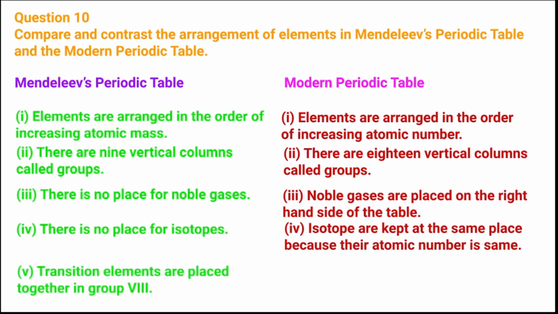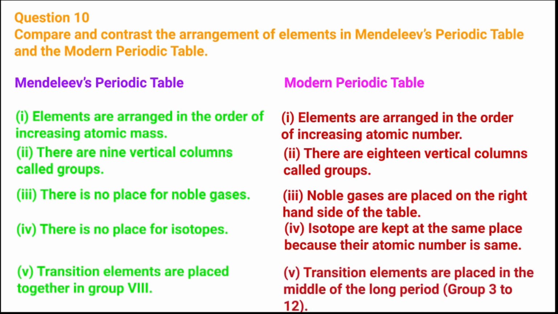Transition elements are placed together in group 8 in Mendeleev's periodic table, whereas in modern periodic table, transition elements are placed in the middle of the long period, that is group 3 to group 12. Okay children, this is the difference between Mendeleev's periodic table and modern periodic table.